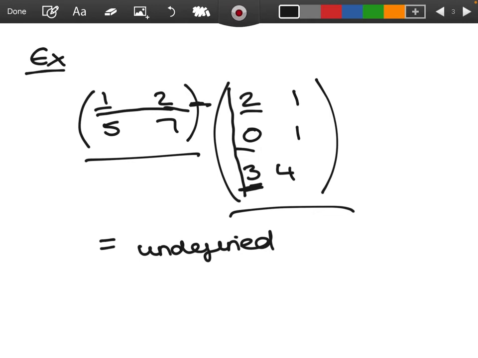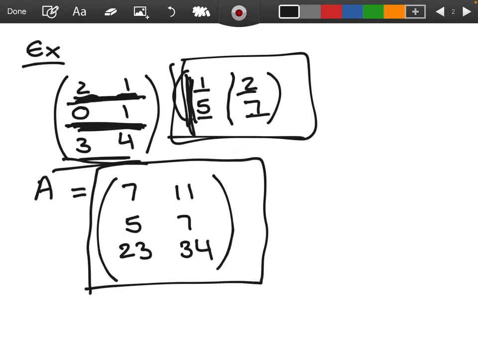When you get an example, without having to go through any kind of multiplication to figure out if it was defined or not, you can actually just look at the size of the matrices and figure it out. If I come back to this example where this multiplication was defined, this first matrix had 3 rows and 2 columns. It was a 3 by 2 matrix. My matrix here was a 2 by 2 matrix, 2 rows, 2 columns.